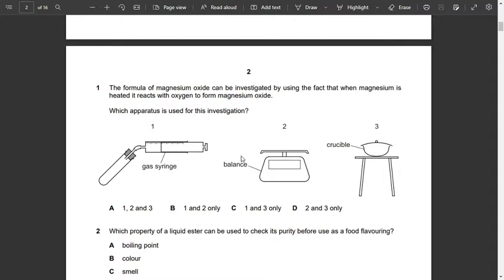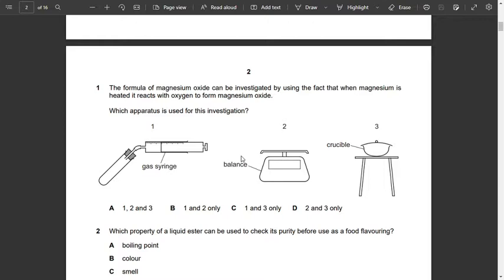The formula of magnesium oxide can be investigated by using the fact that when magnesium is heated, it reacts with oxygen to form magnesium oxide. Which apparatus is used for this investigation? We have 3 kinds of apparatus given here. One is the gas syringe, one is the balance, and the third one is the crucible. There is no product which is a gas that we are supposed to collect. So our main goal is more related to weight, the crucible and balance. So the answer is going to be D, and that is 2 and 3, balance and crucible.